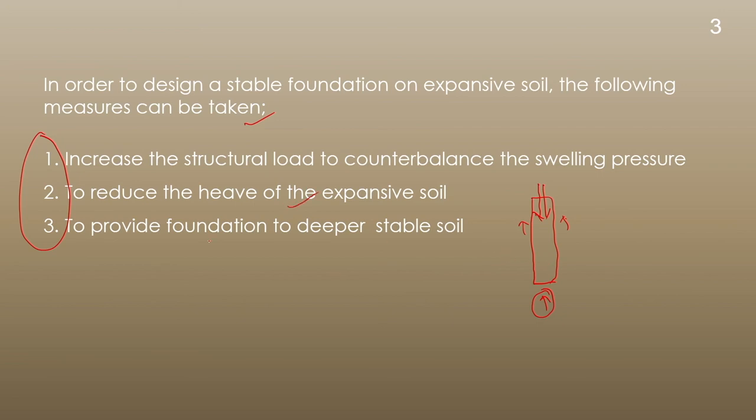Or we can do one thing, we can go for a foundation to a deeper stable soil. So if this is a soil profile and this is the active zone, then the foundation should be extended beyond this active zone or unstable zone, and the foundation should be located at the stable zone, so that the effect of expansiveness of the soil will have no bearing on the foundation.